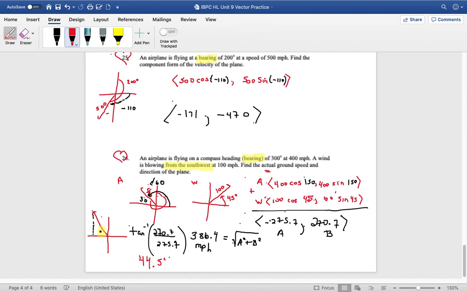But this question was asking me about the direction of the plane, and it was talking to me in bearings, so I've got to talk back to it in bearings, right? So I need to measure, they want this angle measured from the north. So that's 90, 270, and then plus how much is the bearing?